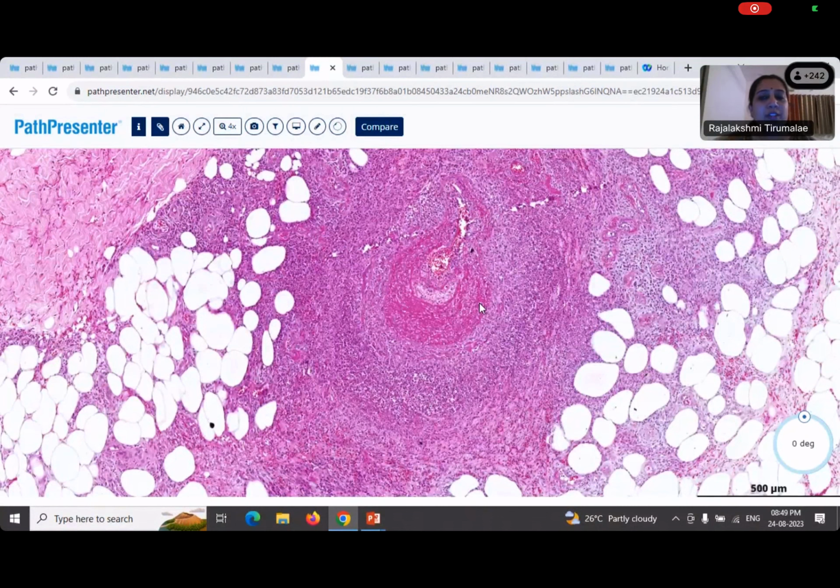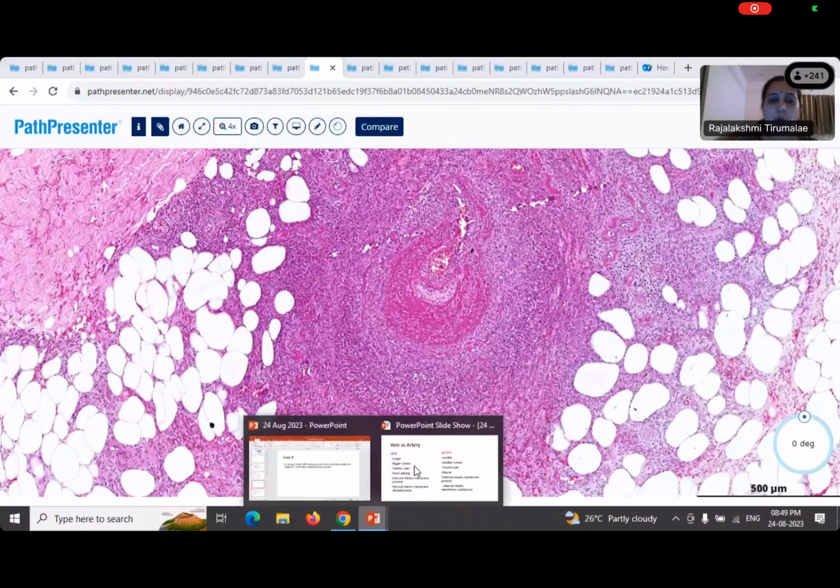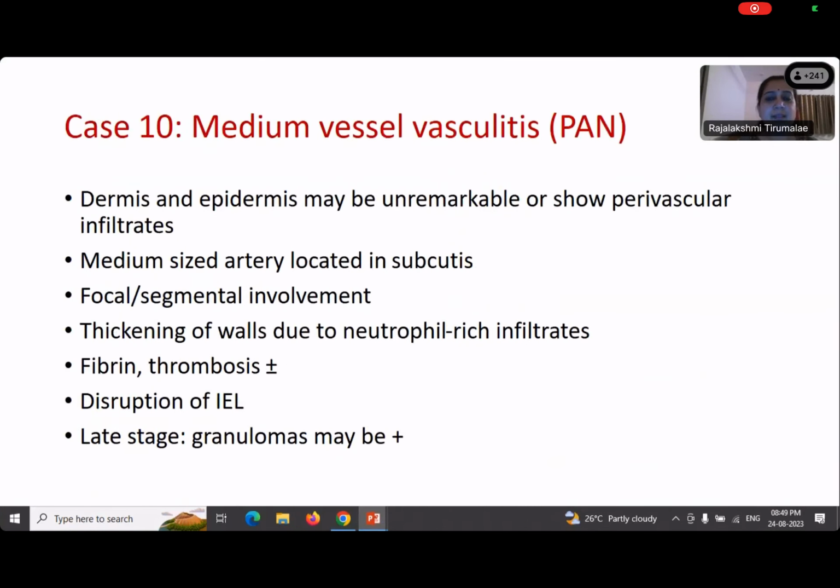Or if it is too late, you may not see anything at all if it's returned to normal, right? So in this case, we did do the elastic Van Gieson stain, and it did show disruption of the internal elastic lamina. So the diagnosis was a medium vessel vasculitis, an arteritis, and most likely a polyarteritis. Right? So the point that you need to remember for diagnosing a medium vessel vasculitis is that you need a biopsy that's very deep and includes the subcutis.